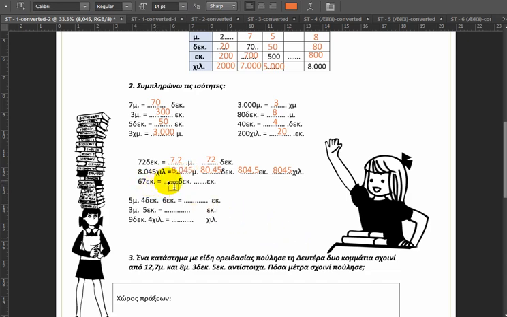Next up, we have 67 centimeters into decimeters and centimeters again. Well, again, we already know how many centimeters that is. 67. And decimeters is 1 step up, so 6.7.